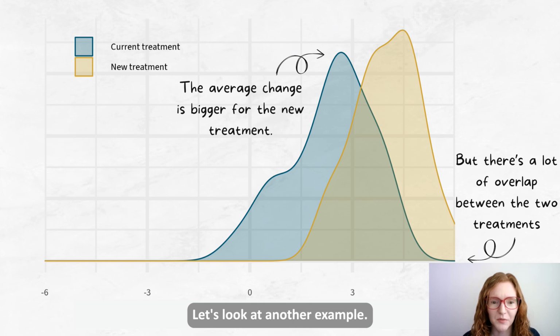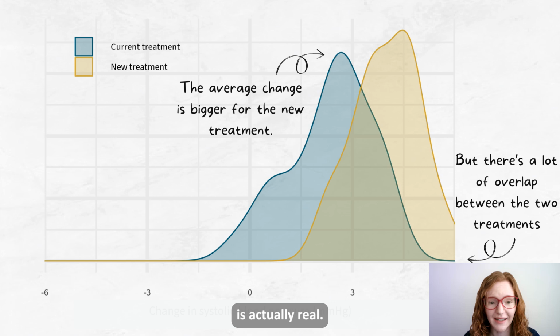Let's look at another example. Here, it gets a little bit harder to say whether the new treatments are actually different from each other, when there's more of an overlap. Here, the new treatment is still a little bit higher, but there's a lot of overlap between these two plots. We can use statistical tests to tell us if it's likely that the difference between the two treatments is actually real.